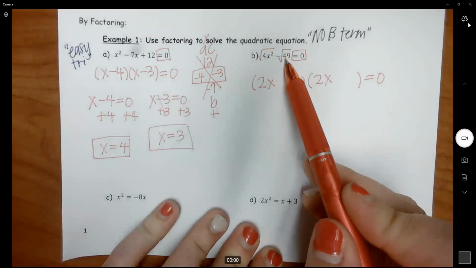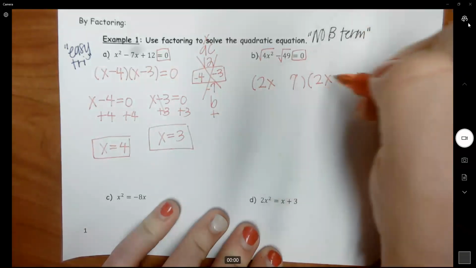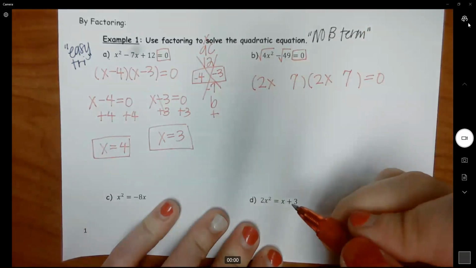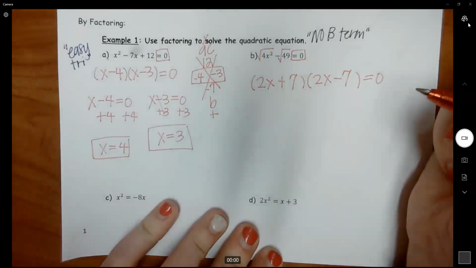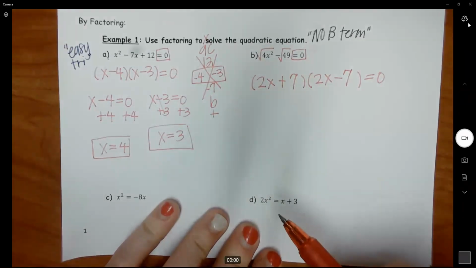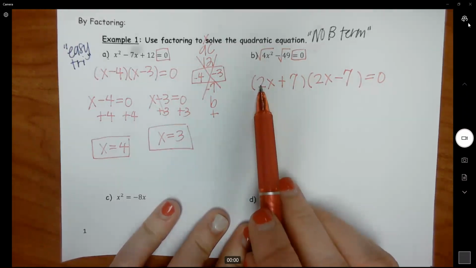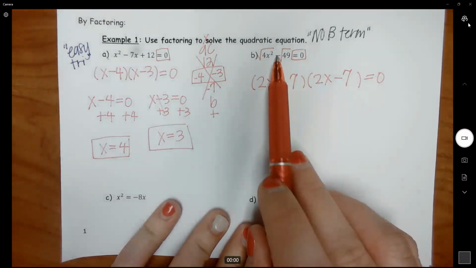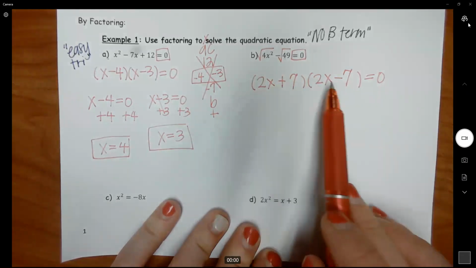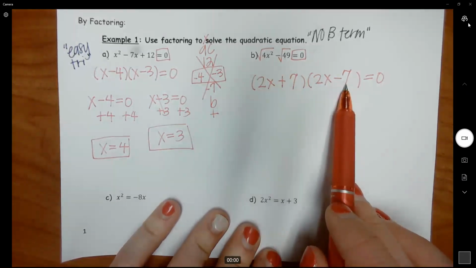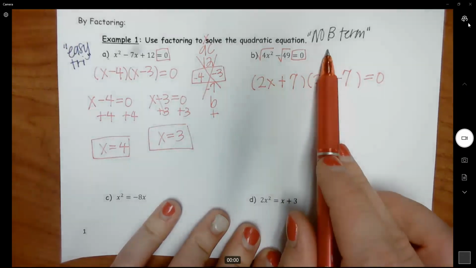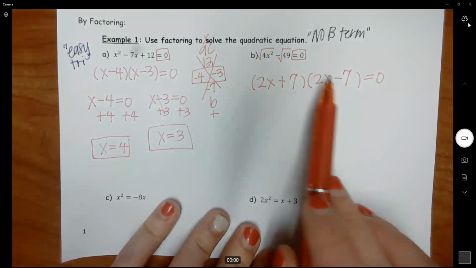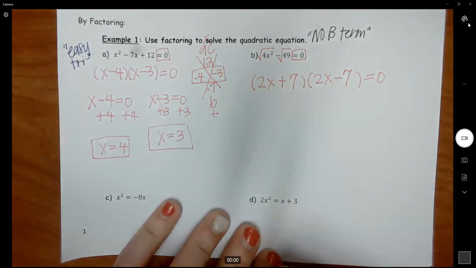The square root of 49 is 7. And because it's the difference, you have 1 plus and 1 minus. So if you are to FOIL that out again, 2x times 2x is 4x squared. 2x times a negative 7 is negative 14x. 7 times 2x is a positive 14x. So those cancel out. That's why we have no b term. And then 7 times negative 7 gives me that negative 49.